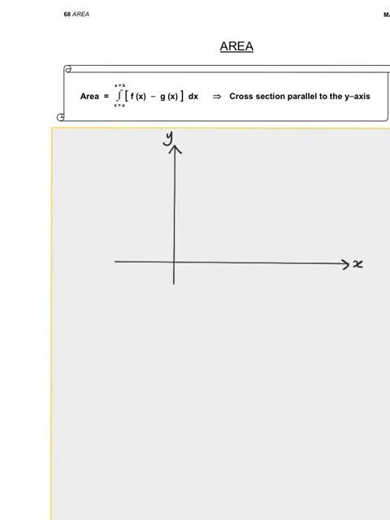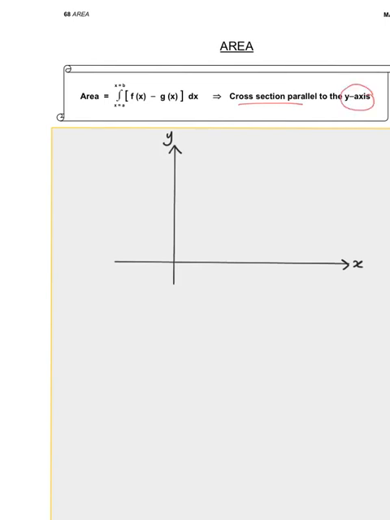We continue with chapter 5 on applications of integration. This topic will cover two main ideas. The first is finding the area and the second is finding the volume. We'll start first with the area. You may refer to your textbook page 273. Given here is the idea on finding the area when the cross-section is parallel to the y-axis.